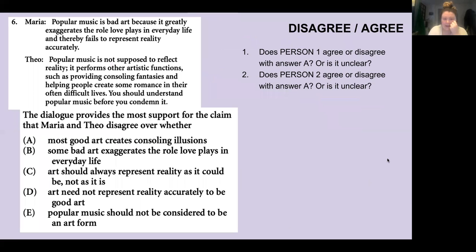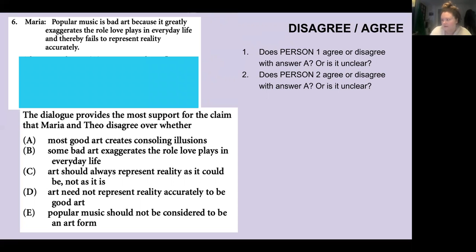Okay, so I have a question here. I'm so curious. I want to try Kamani's way right away. Does anybody mind if we just try it and see what happens? No. Okay, Kamani, can you read it for us then? Popular music is bad art because it greatly exaggerates the role love plays in everyday life and thereby fails to represent reality accurately.